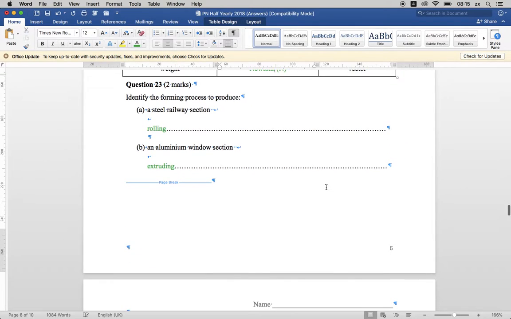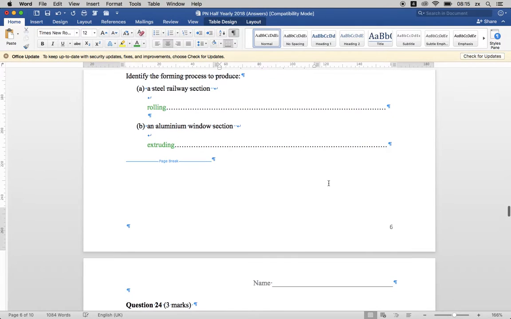Okay, question 23, which is worth 2 marks, a pretty easy question. Steel rail sections are rolled. Aluminium window sections are extruded.